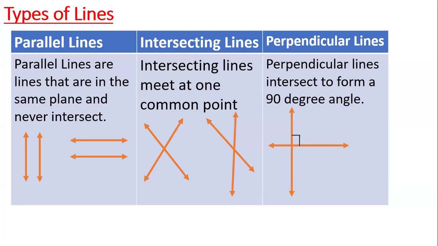What is meant by intersecting lines? Intersecting lines meet at one common point. Very good. They meet at one common point. And Malaya, what do we mean by perpendicular lines? Perpendicular lines intersect to form a 90-degree angle. Very good.